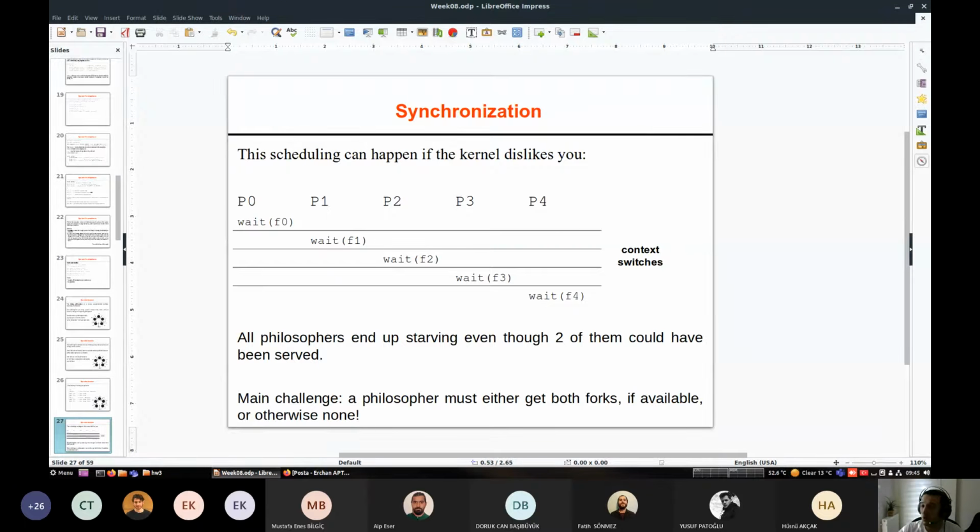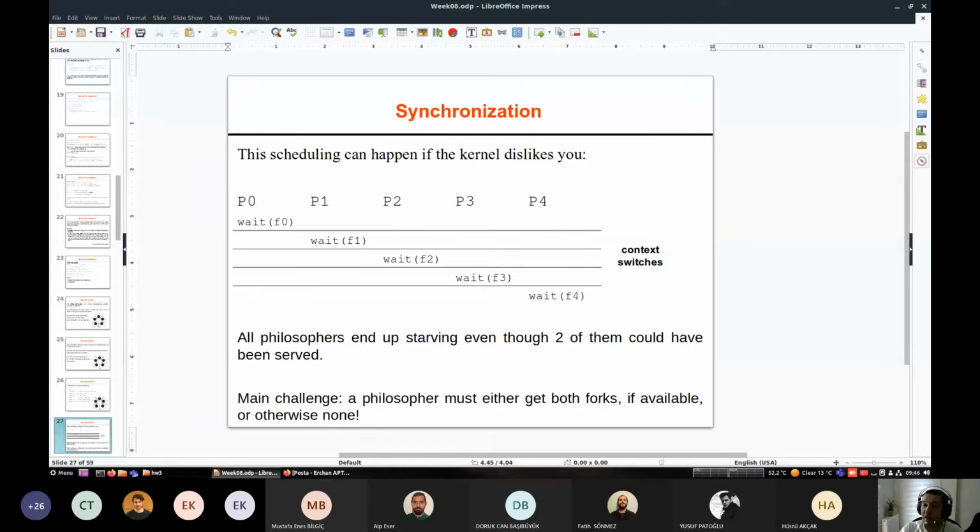So let's say, for instance, P0 calls wait F0, and there is a context switch, and then P1 calls wait F1, and there is a context switch, and P2 calls wait F2. So basically, each philosopher is taking the fork that is to the right of them. And now every philosopher has 1 fork, and nobody can eat, because they need 2 forks in order to eat. So even though we had 5 forks on the table, and so that means by 2 forks per person, at least 2 philosophers could be eating, in this scenario, nobody can eat.